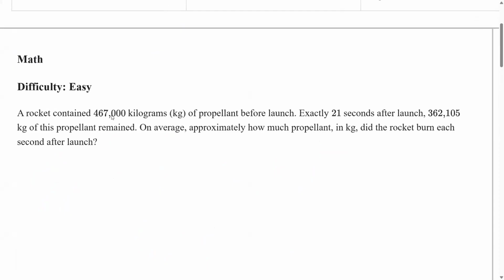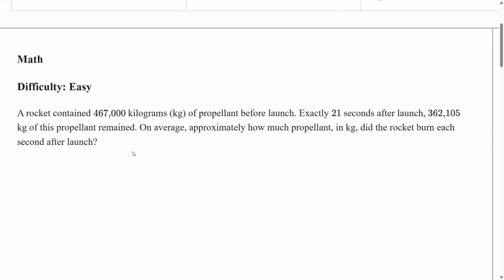A rocket contained 467,000 kilograms of propellant before launch. Exactly 21 seconds after launch, this number of kilograms of propellant remained. On average, approximately how much propellant in kilograms did the rocket burn each second after launch?